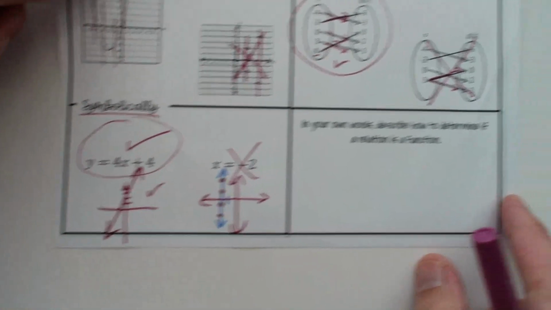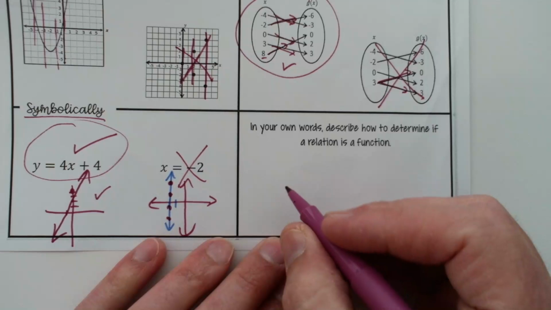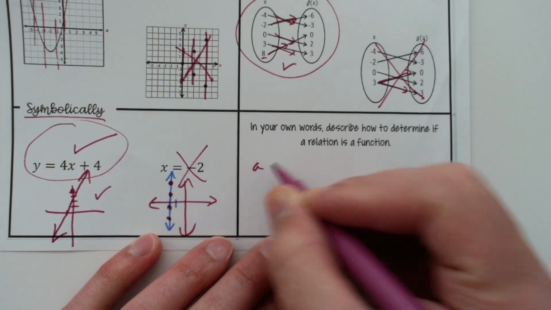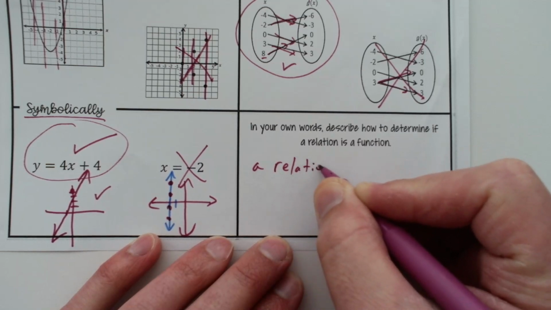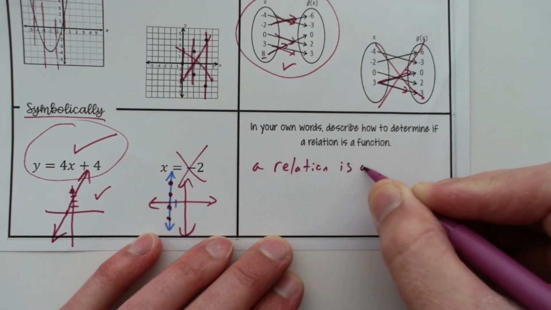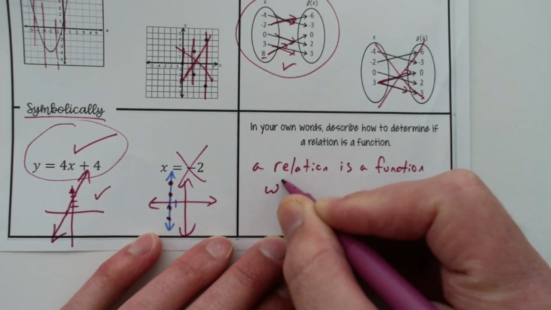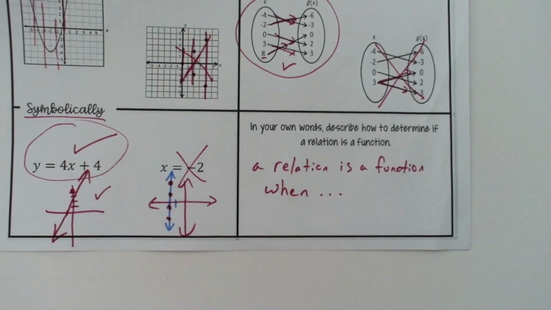And if you would, in your own words, go ahead and describe how you would determine if a relation is a function. If you need a sentence starter, you could say something like, a relation is a function when... and whatever you want to say.